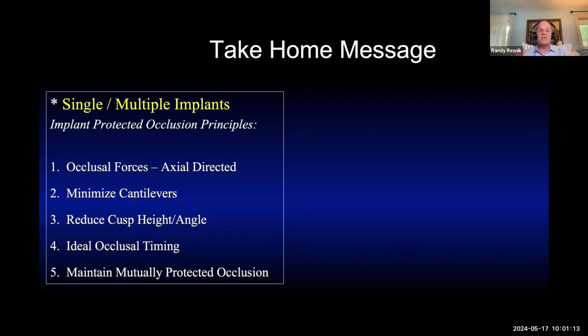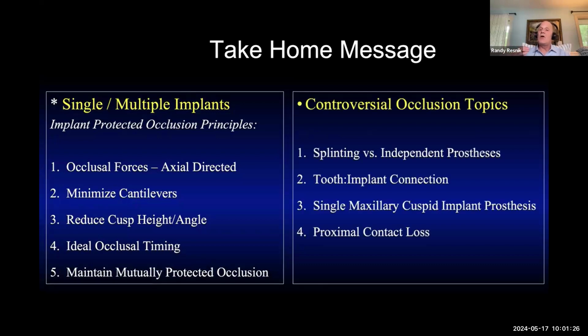Our take-home message is there are implant-protected occlusion principles that you can apply to single and multiple teeth. Hopefully you understood those and you can convey those to your lab and implement those in your private practice. There are significant controversial subjects. Hopefully you have a take-home message on splinting versus independent prosthesis. There are indications for both. You have to understand when to do that.